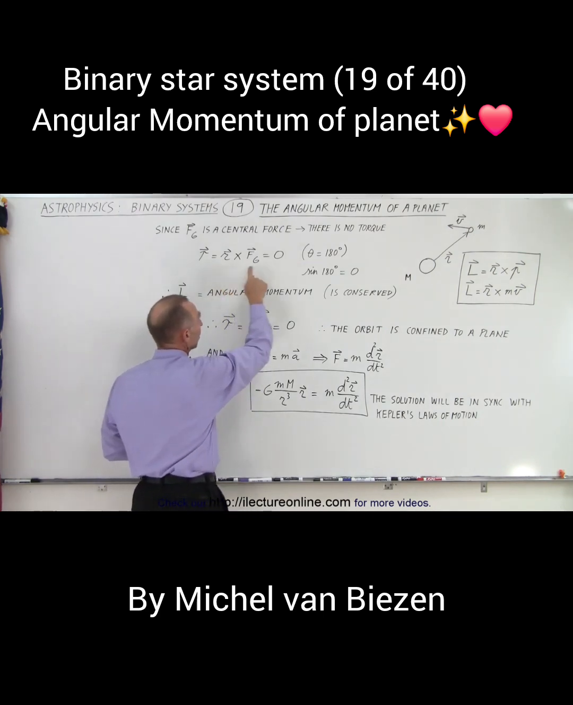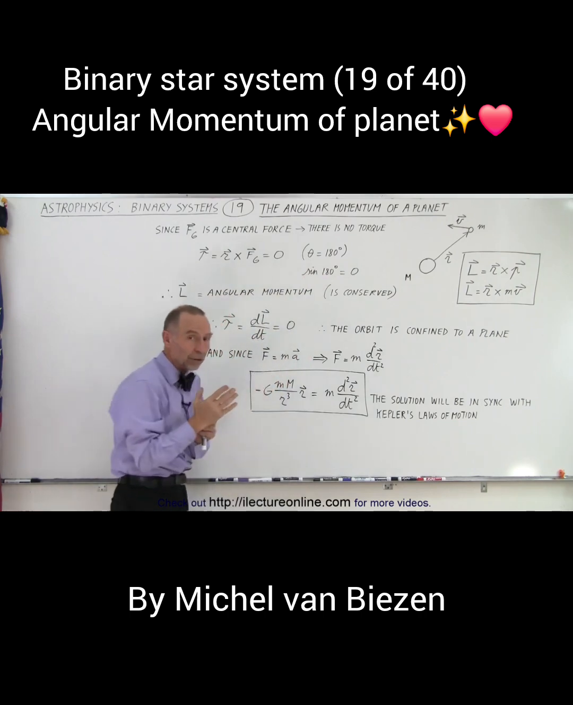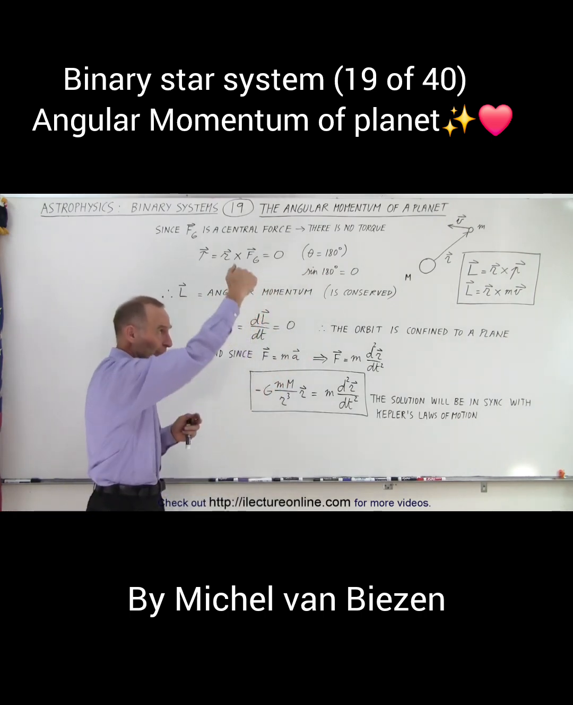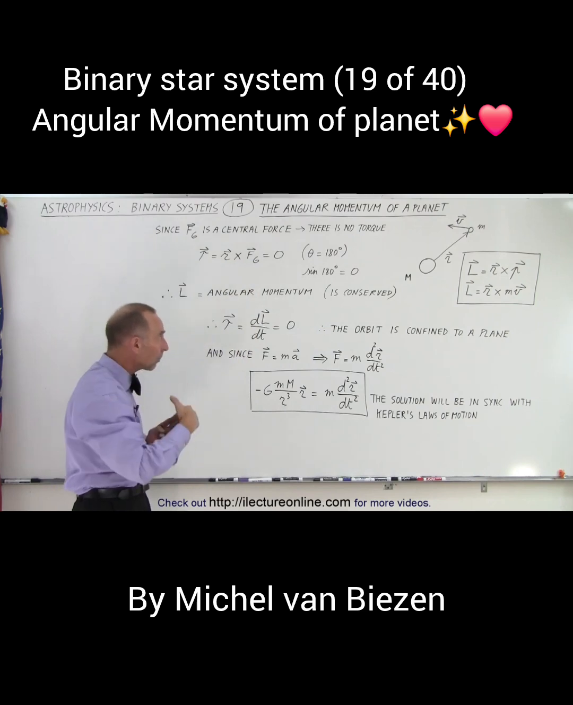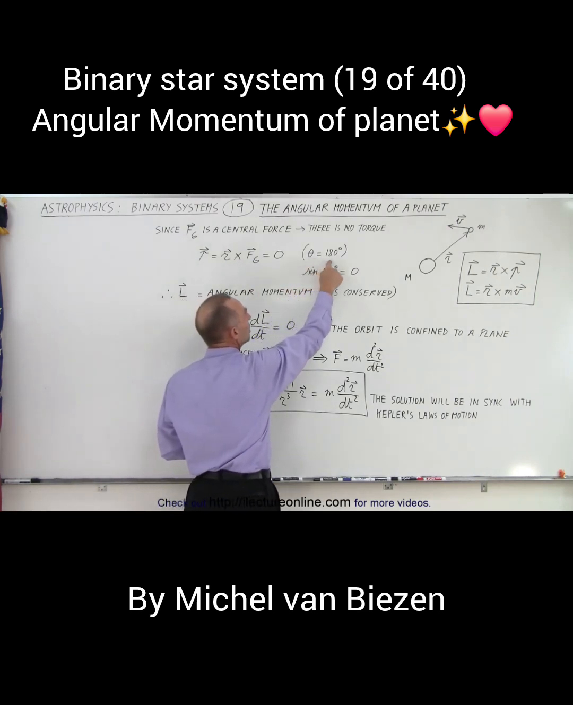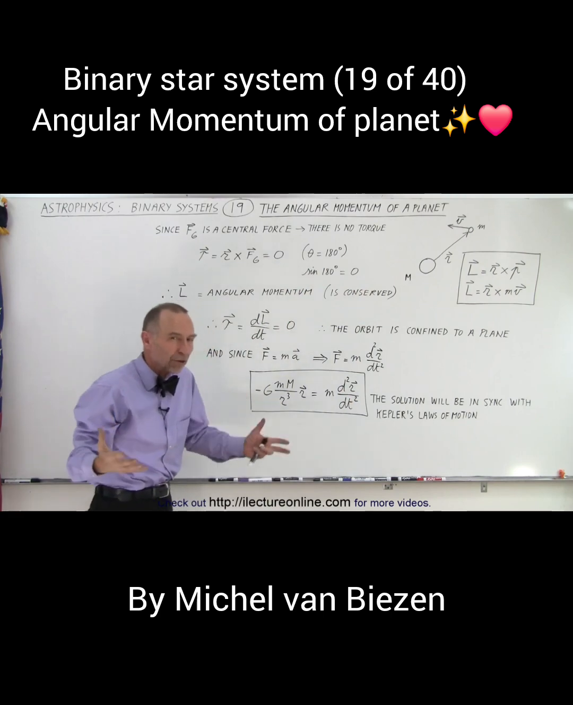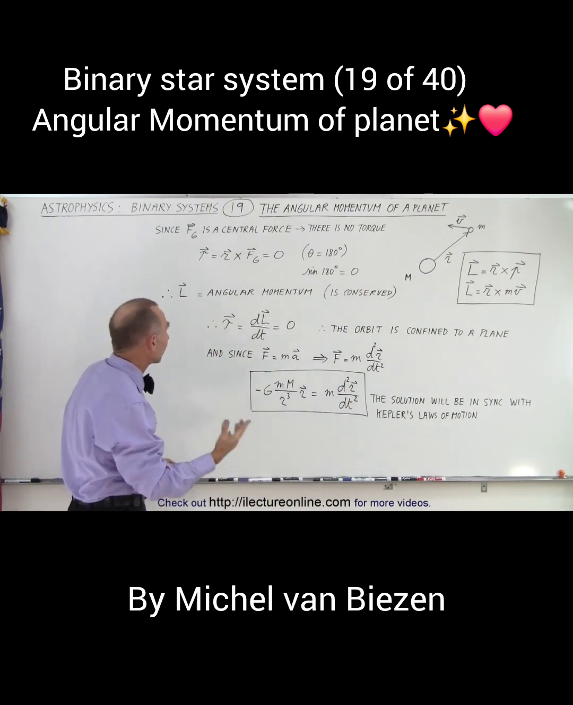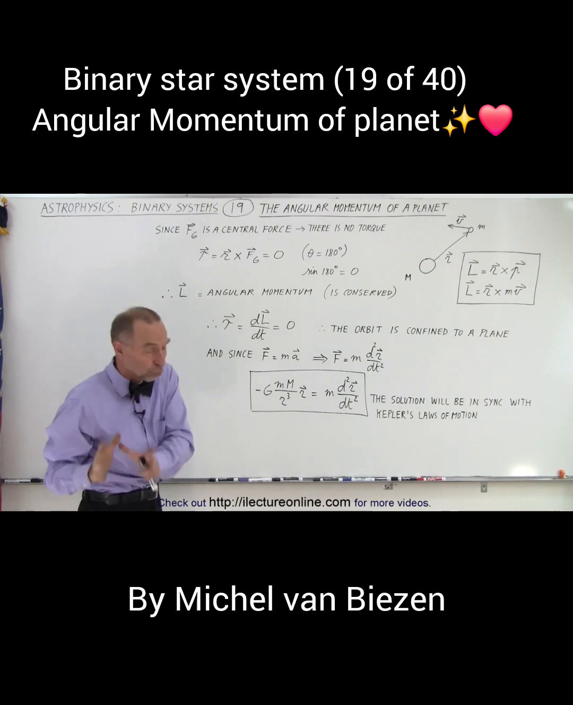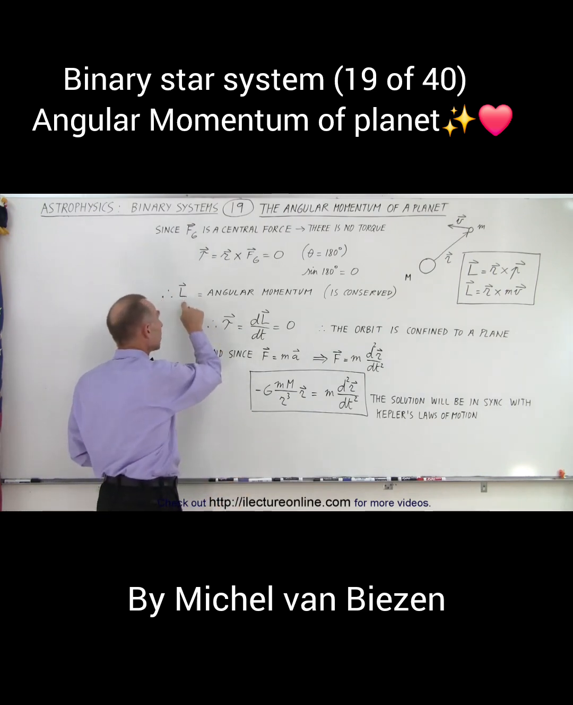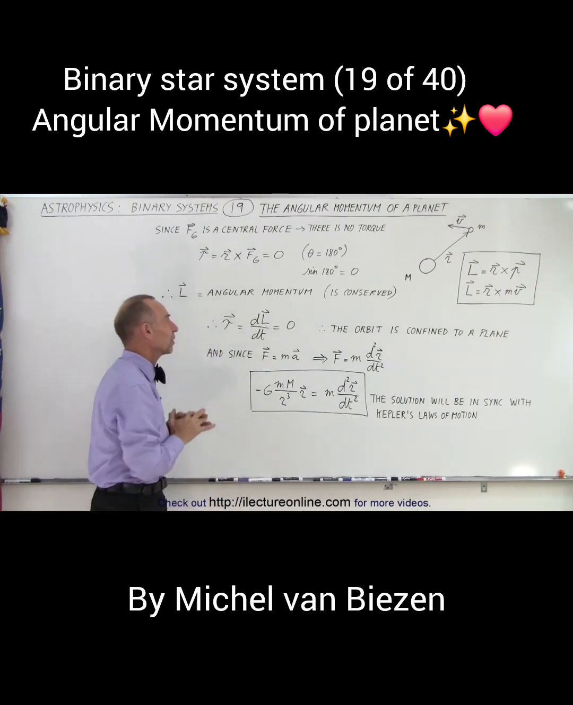And since they are 180 degrees apart, in other words, the position vector is pointing in one direction and the gravitational force is pointing in exactly the opposite direction, the angle between them is 180 degrees, and the sine of 180 is 0. So that cross product equals 0. Therefore there's no torque on the planet. And if there's no torque on the planet, then the angular momentum of the planet has to be conserved.